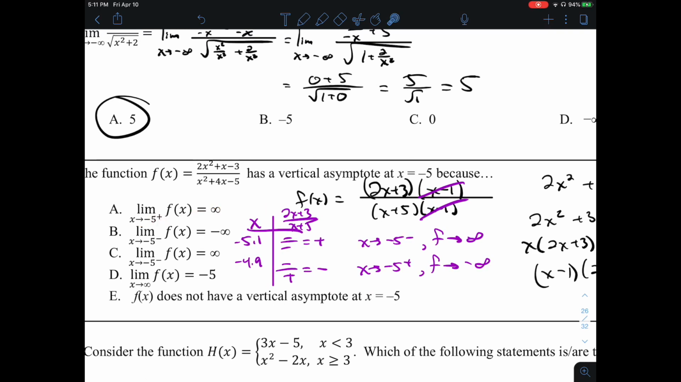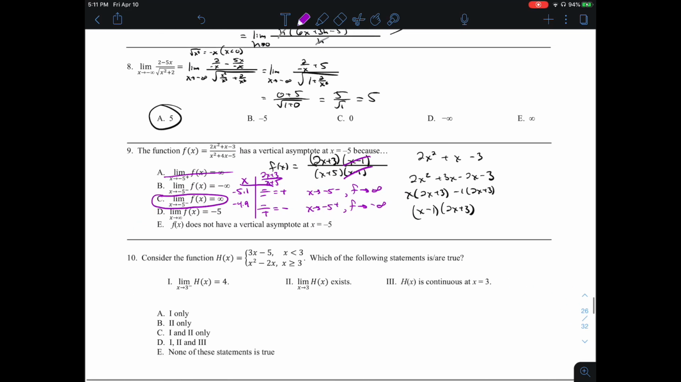If you approach from the right, it's infinity. I'm sorry, yeah, right's infinity, which is not what we're saying is happening. If we approach from the left of negative 5, it's going to positive infinity, so I'm saying that C is the answer. Answer D is referring to a horizontal asymptote. And E wouldn't have a vertical asymptote if we canceled the x plus 5, but we didn't.